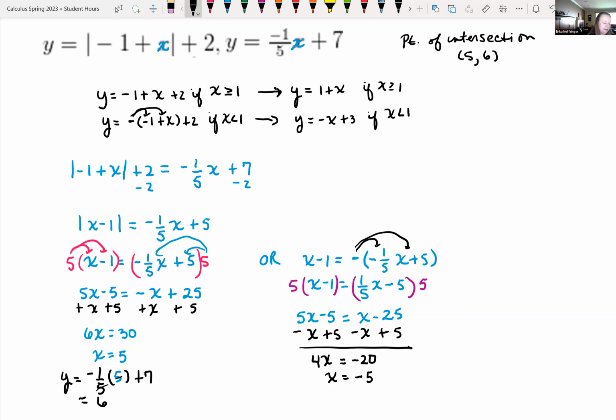So if we went back in again and plugged this negative 5 into one of our original equations, we could figure out the point of intersection. So y is equal to negative 1/5, I'm plugging into the second equation. y is equal to negative 1/5 times our x value we found, negative 5, plus 7. So y is equal to positive 1 plus 7, which gives me y is equal to 8. So the other point of intersection is negative 5, 8.